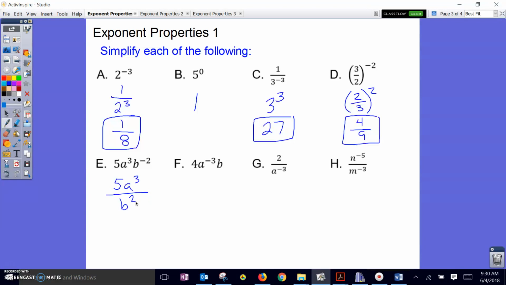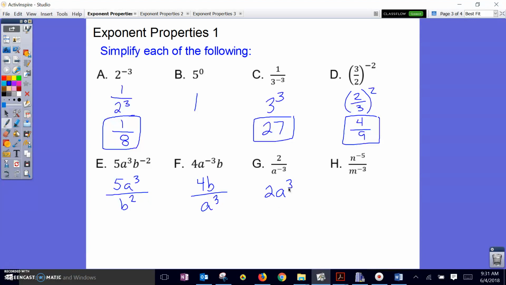Part F, 4a to the negative 3rd b. So here we're going to take just the a's and move them into the denominator. Everything else stays in the numerator. And so we've got 4b over a to the 3rd. In part G, we've got 2 over a to the negative 3 power. So we're going to bring the a up into the numerator and make the power positive. The 2 stays in the numerator. So this simplifies to 2a to the 3rd.